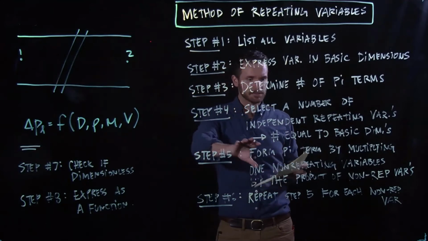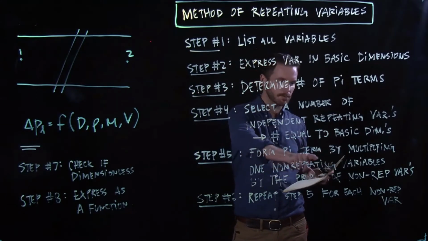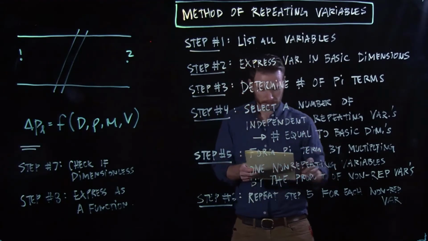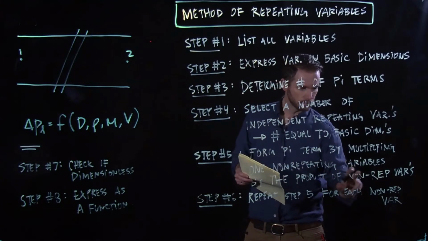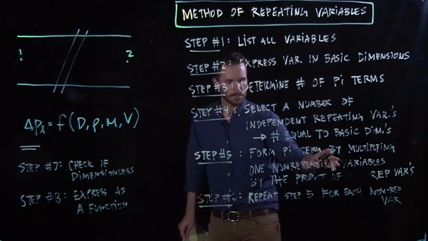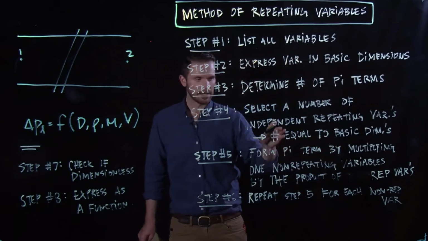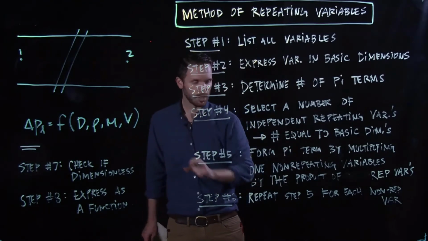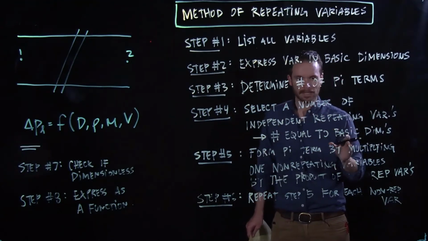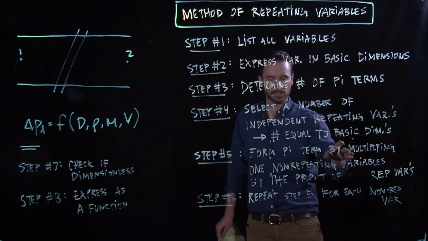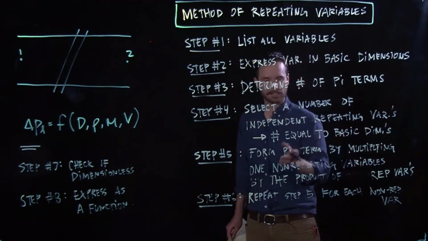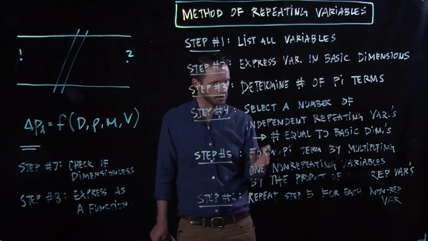Now, step number 5 is to form a pi term by multiplying one non-repeating variable by the product of the repeating variables, right? And so for this case, we would take, say, pressure drop, which we have not selected as one of our independent repeating variables. We could take that and we would multiply it by a collection of the other parameters, the repeating variables, to be able to form a dimensionless product, right? And so form one of the pi terms.